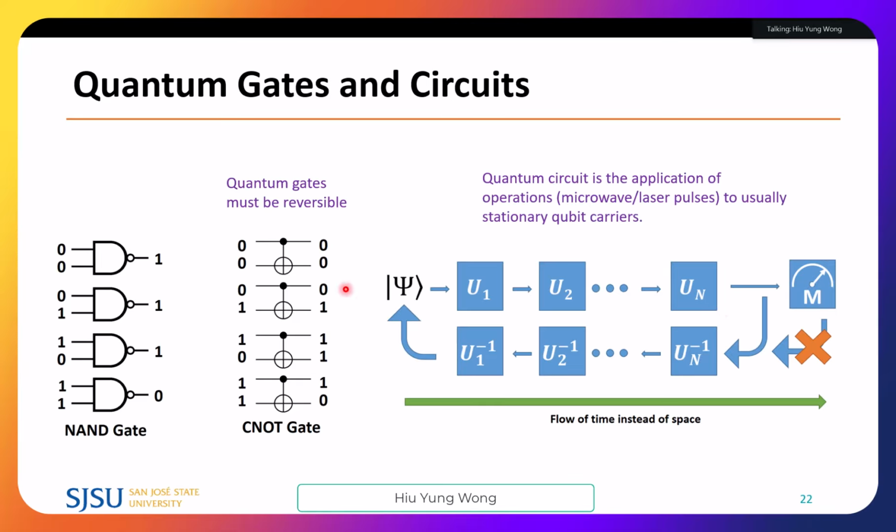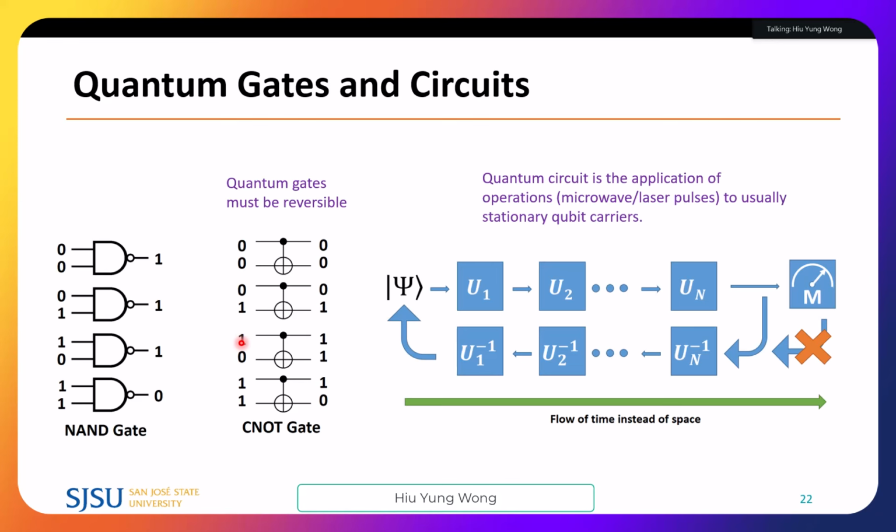So I want to say one thing on the left. A logical gate is not reversible. If I give you 1 as the output, and I say the gate is a NAND gate, you don't know what the inputs are because 0, 0, 0, 1, 1, 0 all give me 1. However, quantum gates need to be reversible. This is a CNOT gate. If you tell me the output is 1, 1, and I know this is a CNOT gate, I know the input must be 1, 0.